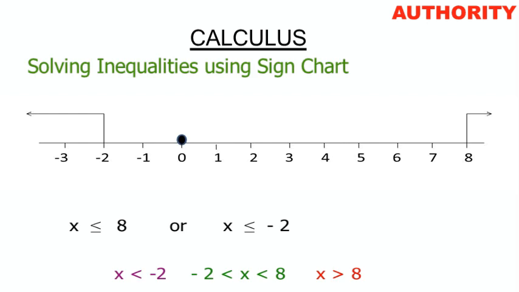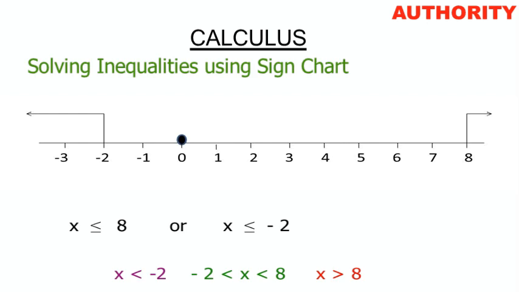Now, the second one, in between minus 2 and 8, you say minus 2 less than x less than 8. It's talking about x greater than minus 2 and then less than 8, okay? And then the third range is x greater than 8. That is numbers from 8 upwards, okay?